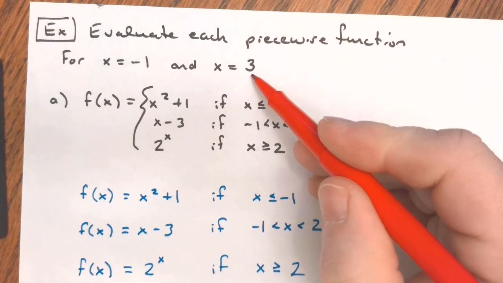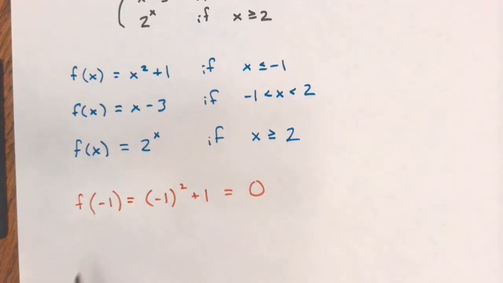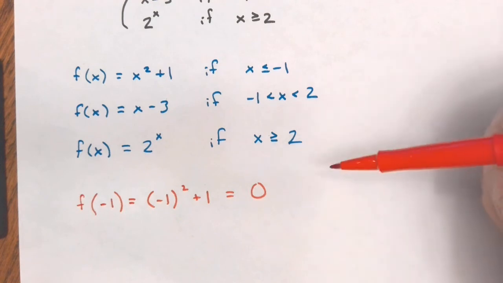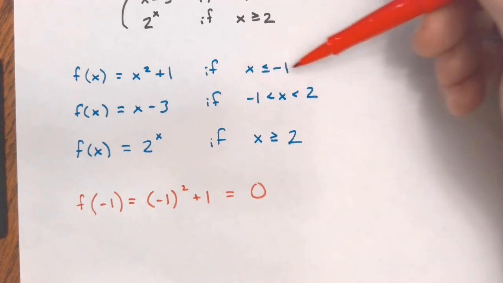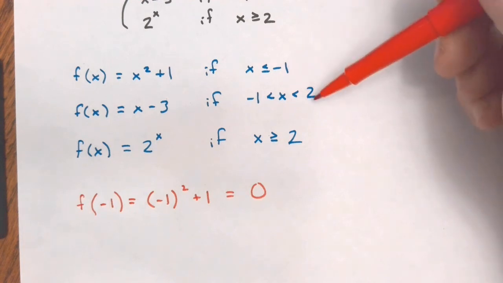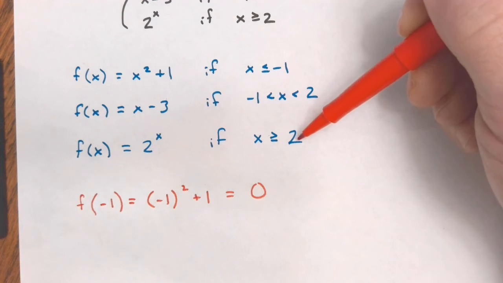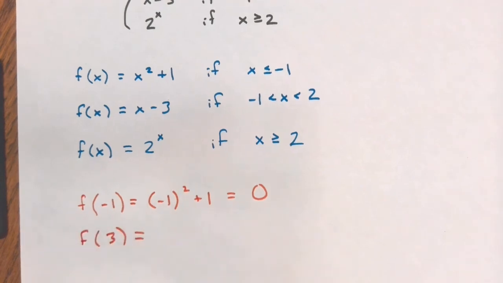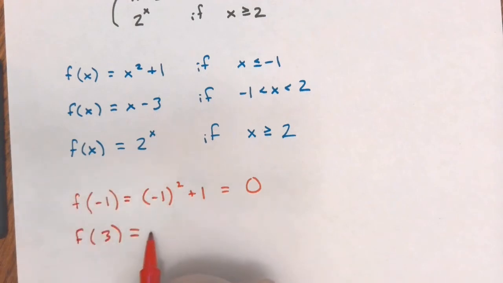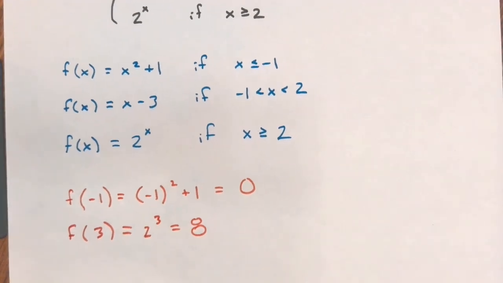In the directions, we also want to evaluate for when x is equal to 3. So we want to take a look at these inequalities, determine which one of these 3 that the number 3 fits into. We only use the top one if we're looking at x's that are negative 1 and smaller. We only use the middle one if we're looking at x's between negative 1 and 2. We only use the bottom one here if we're looking at values that are 2 or larger, and we're plugging in 3 this time. So we're going to use the bottom equation. So f of 3 is going to be equal to 2 to the 3rd power, and 2 to the 3rd power is equal to 8.